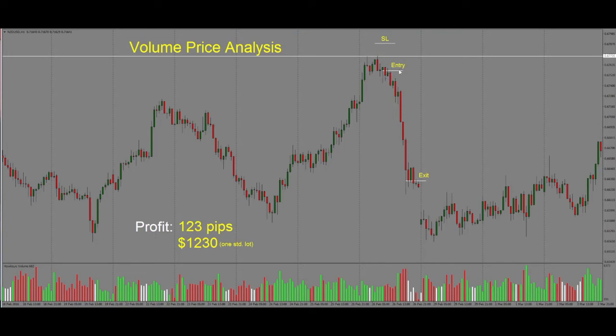So we enter the trade short here. Our stop goes above the highs here, and we stay with the trade for as long as price is moving lower. And as we can see, we have increasing selling volume here, which is the red volume. And once the volume turns neutral here and price is not going any lower, it's time for us to exit the trade. From entry to exit here, we get 123 pips in the trade, or a profit of $1,230 if trading one standard lot.